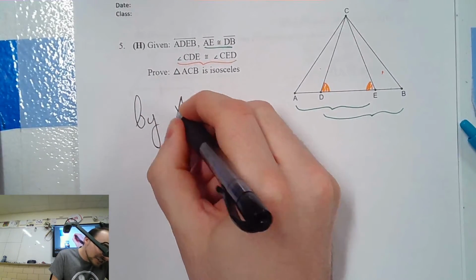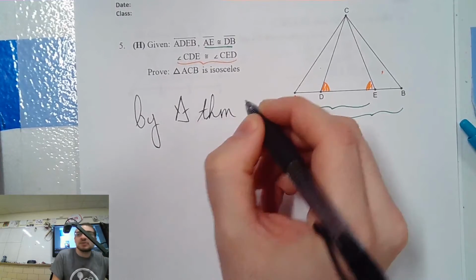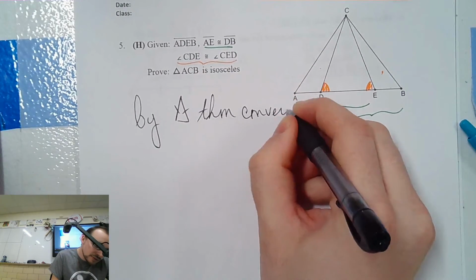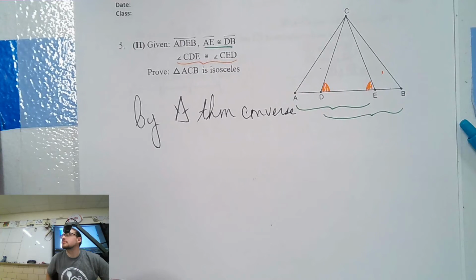By isosceles triangle theorem converse. And yes, I will take off points if you write the theorem and not the converse. What is the difference? How do you know which is which? I don't know what that is.